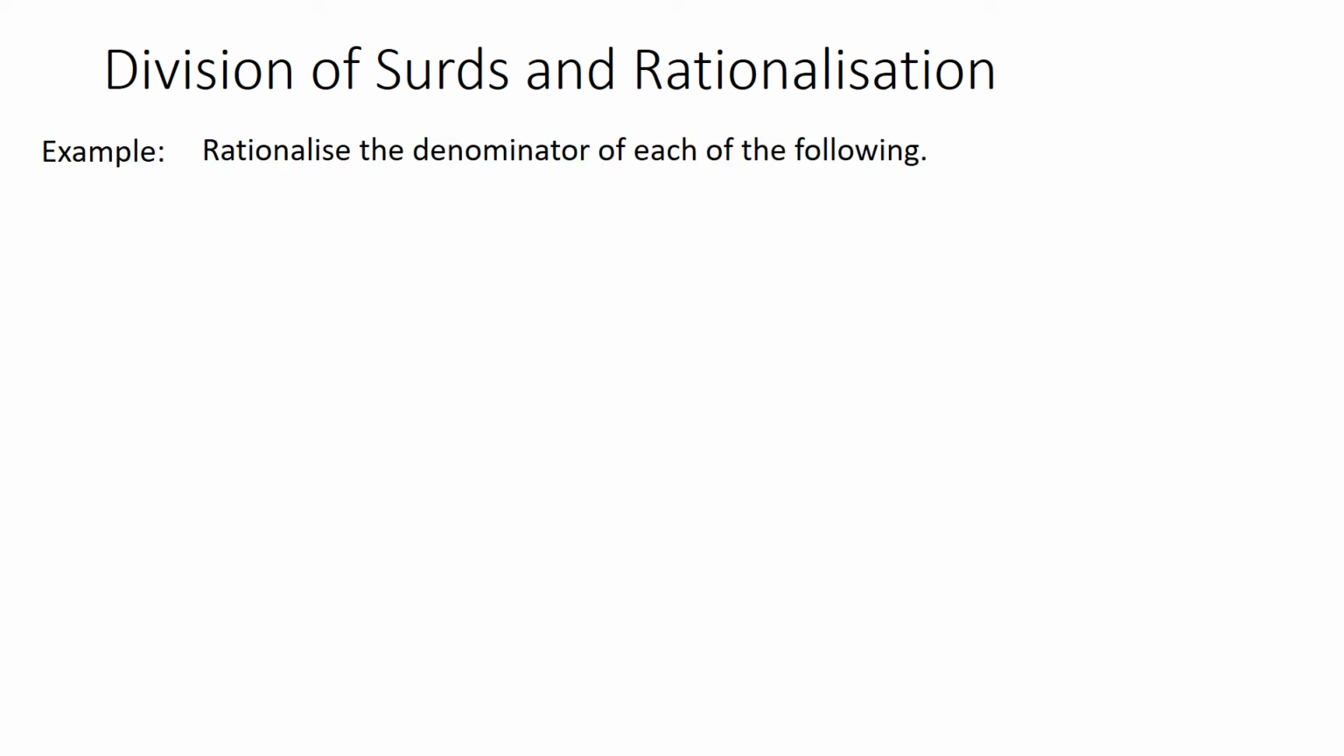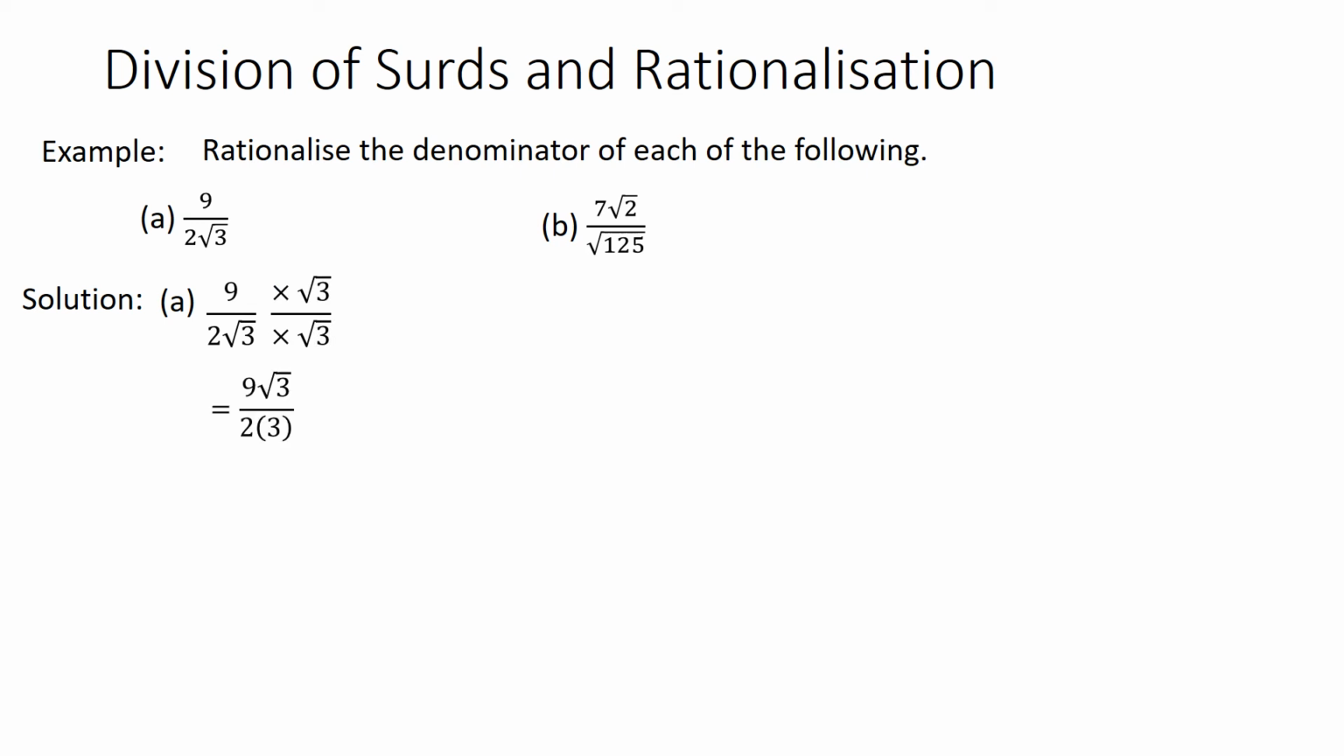Here is the example for division of surds and rationalization. Rationalize the denominator of each of the following. A. 9 over 2 surd 3. B. 7 surd 2 over surd 125. The solution for A is, we can multiply the surd 3 at the top and at the bottom. We'll get 9 surd 3 over 2 times 3. And the answer is 3 surd 3 over 2.